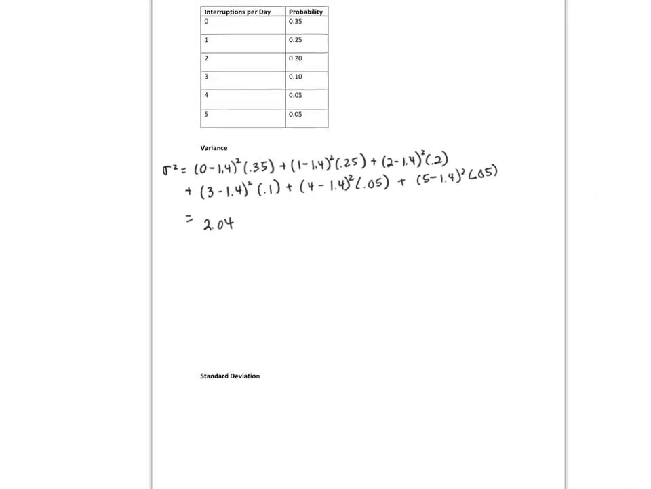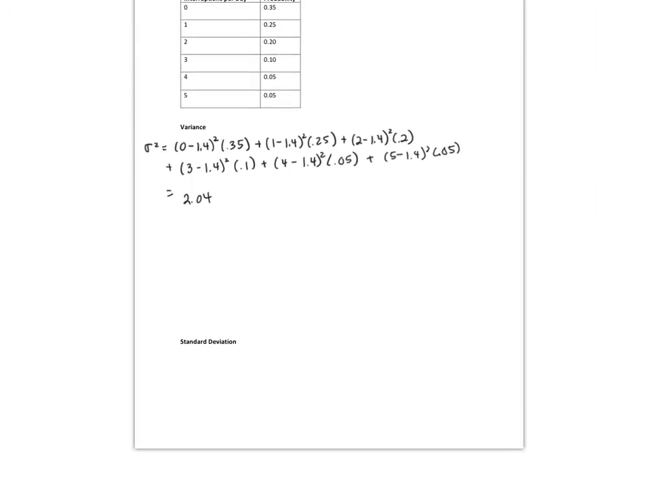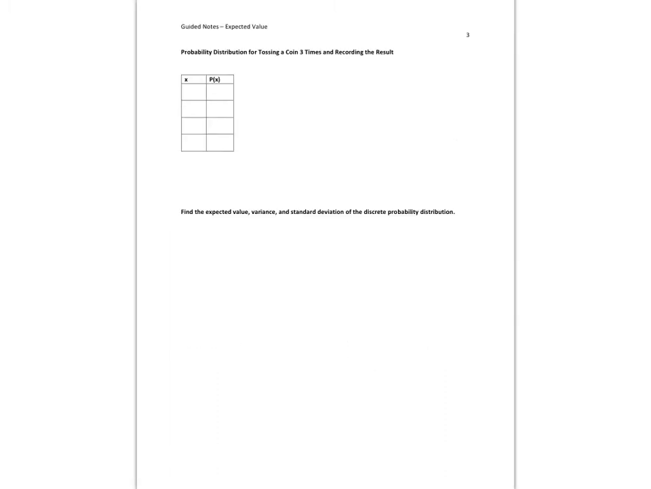Then I'm asked to find the standard deviation, and the standard deviation is sigma, the square root of the variance. I used my calculator, and that gave me 1.4283. Now, in this example where we found the mean, variance, and standard deviation, we were given the probability distribution. The purpose of this problem is for us to create our probability distribution.